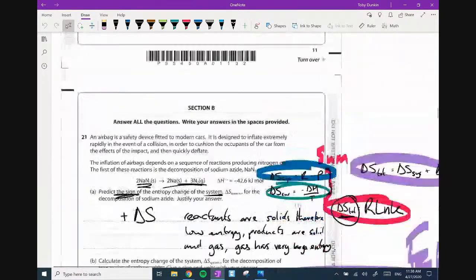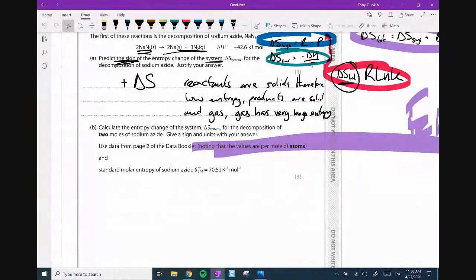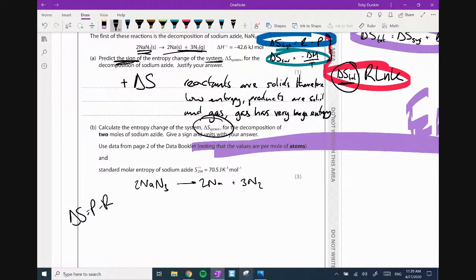Right, so I need the equation. So annoyingly, I'm actually going to write out my equation again. 2NaN3 going to 2Na plus 3N2. So the standard molar entropy change, calculate the entropy of the system. So as soon as I see system, we're using delta S equals products minus reactants.